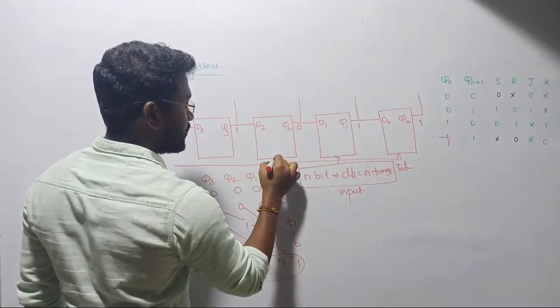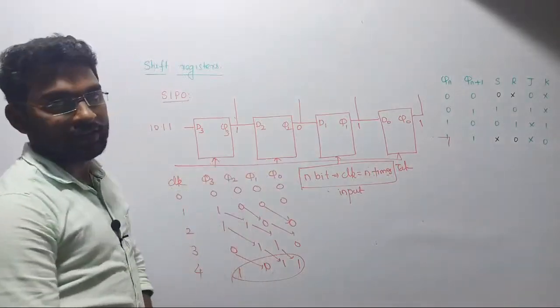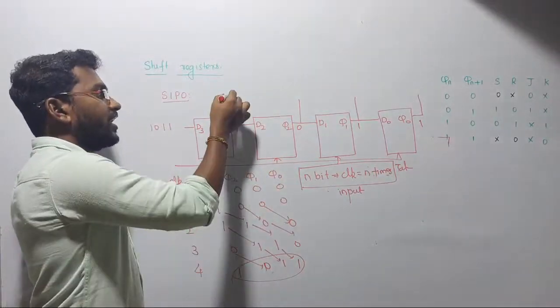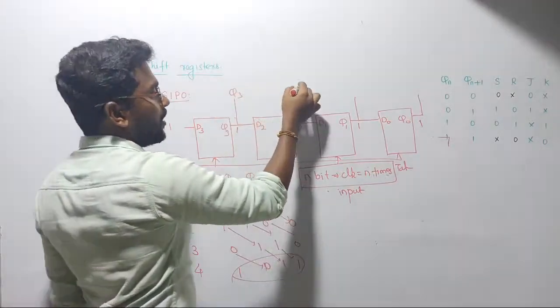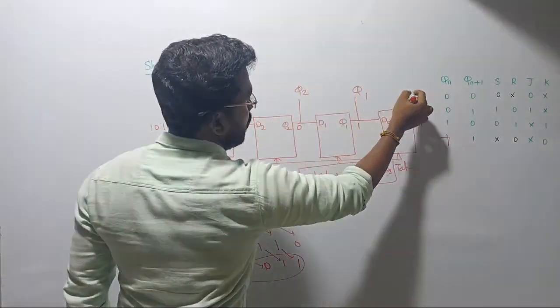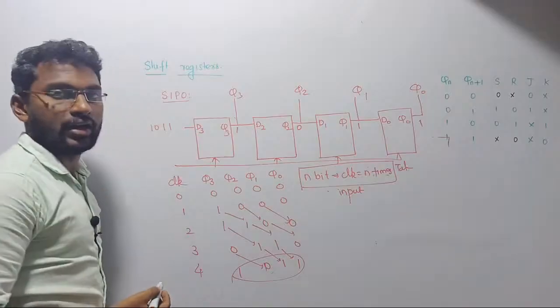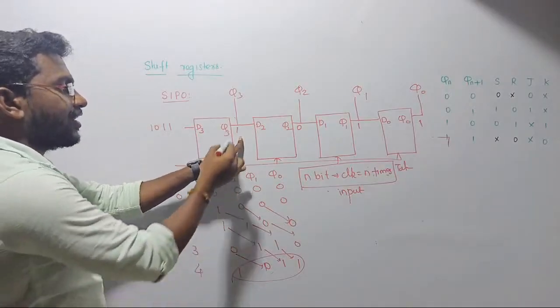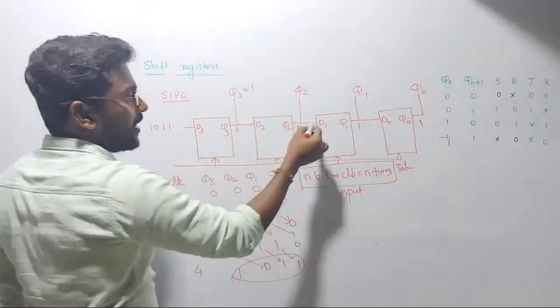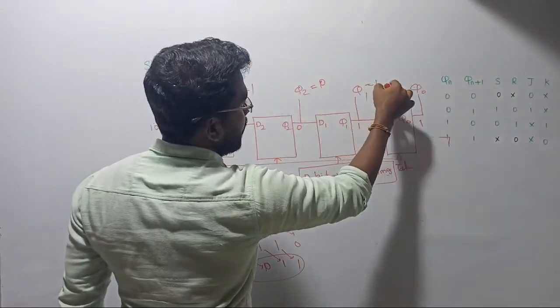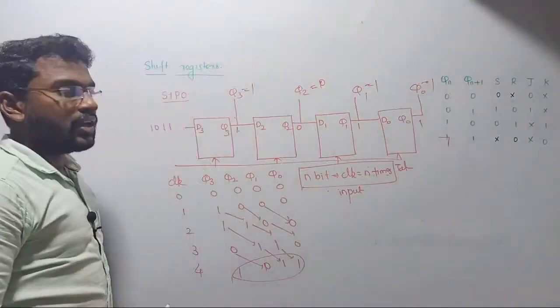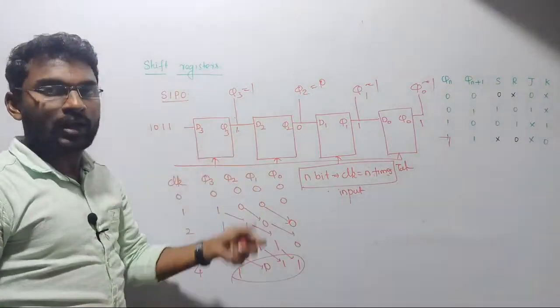Clock will be given like this. Tell me how many clocks should be recorded. See there, we are taking the output here: Q3 we are collecting it here, Q2 we are collecting it here, Q1 and Q0 we are collecting here. See there, the data is already available here. This data you can directly take, this data you can directly take, this data you can directly take. Is there any need of applying a clock pulse?